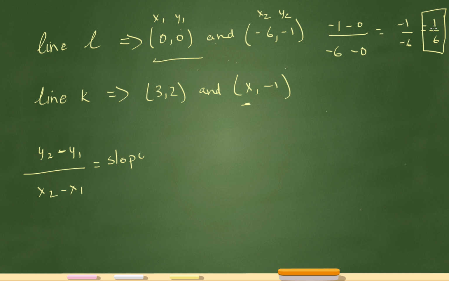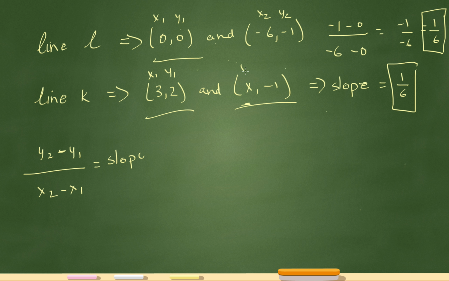So that should be the slope of line L and line K, because since they're parallel, they must share the same slope. So the slope here must also be 1 over 6. Now over here, I know this point, I know this point, and I know this point. So think about this formula right there. Over here, let's call this x1, y1. Let's call this x2, let's call this y2. So this is y2, this is y1, which will be x.